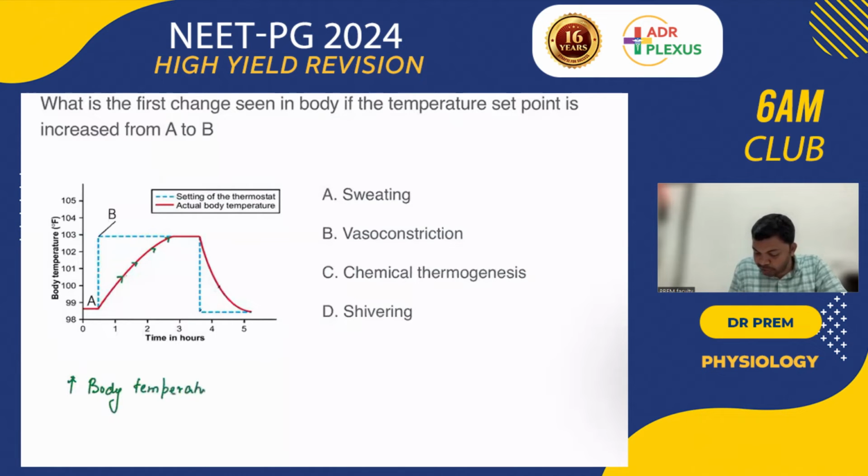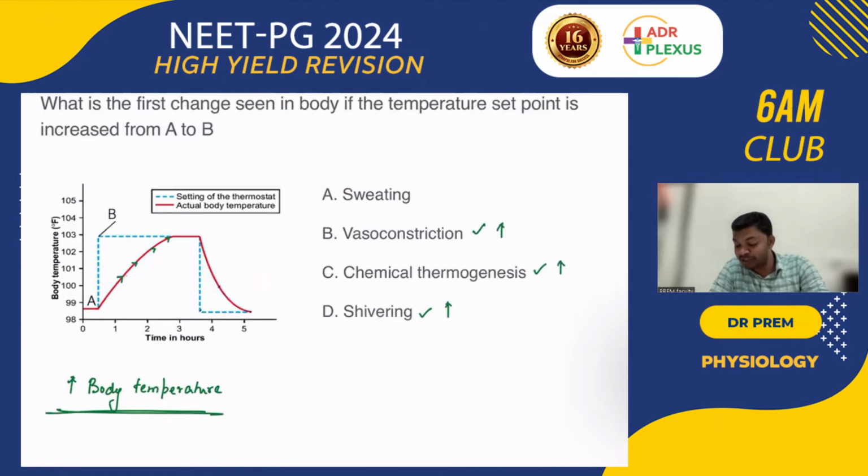So what are all the possibilities with which body temperature can increase? There can be vasoconstriction, there can be chemical thermogenesis, there can be shivering. All three options can increase body temperature. I repeat, all three options. Vasoconstriction can increase temperature. Chemical thermogenesis increases temperature. Shivering increases temperature. Which one is the best answer for this question? Is it B, C or D? Okay, for this, the right answer is option B.